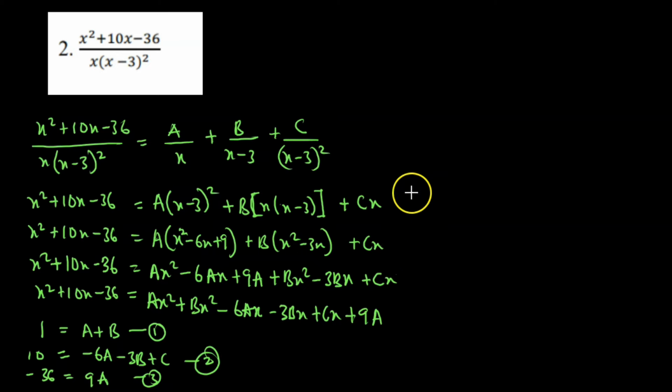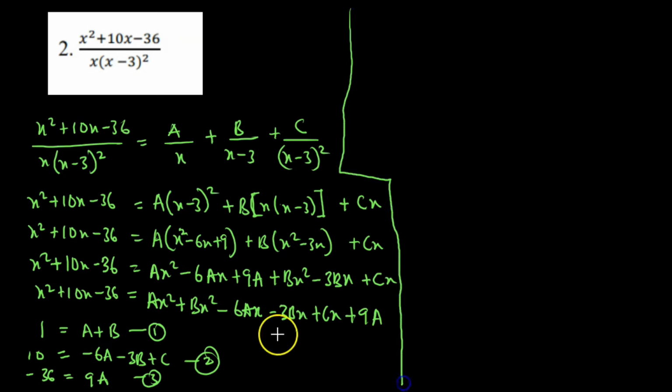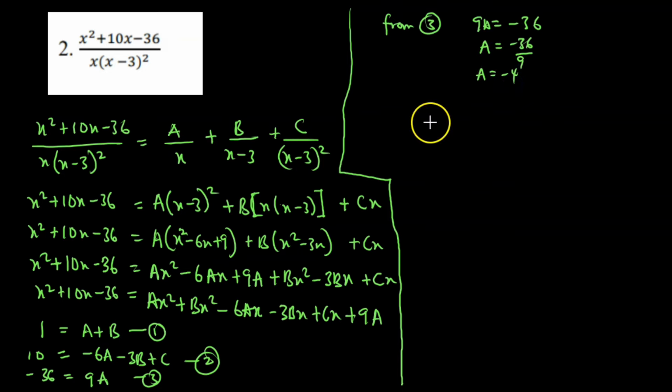Now looking at it carefully, you realize that we can actually simplify equation 3 to help us solve for the value of a. Then we can substitute it into equation 1 and get b, and substitute the values of a and b into equation 2, then we get c. And it's so simple. So in other words, from equation 3, 9a is equal to negative 36. So a will be equal to negative 36 over 9, giving us a value of negative 4.